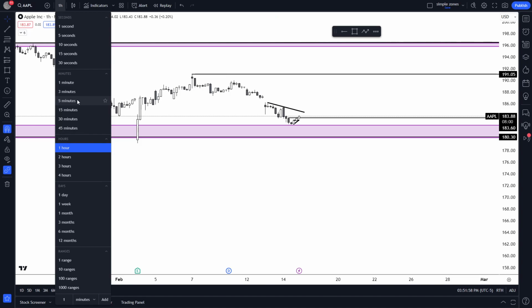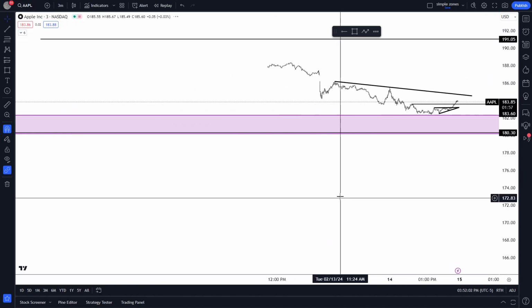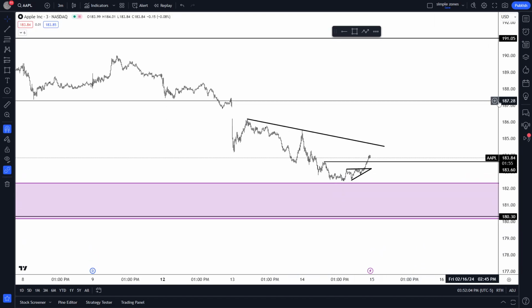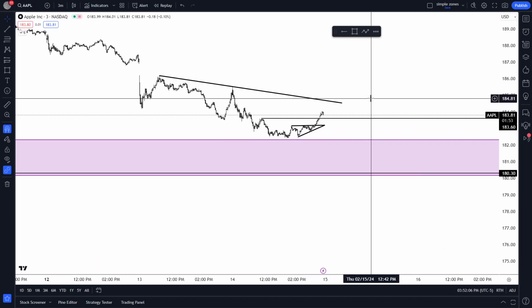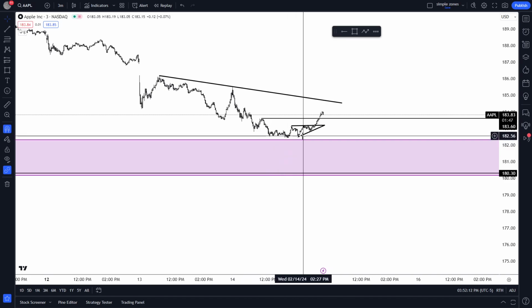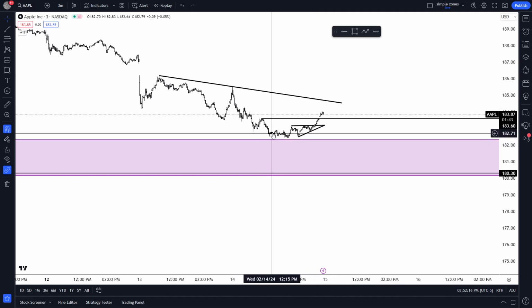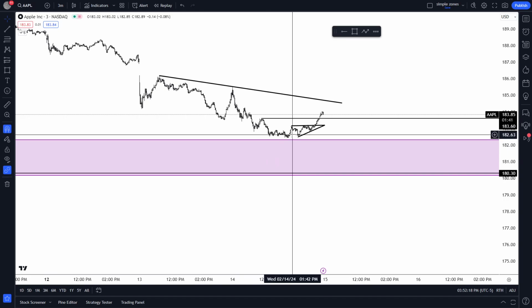We go down to the 5 minute, not 5 minute, 3 minute. And this is our main focus. We saw a lot of support right here. 1, 2, 3, 4, 5. 5 times it touched and bounced. So we can definitely say that this was a strong support.